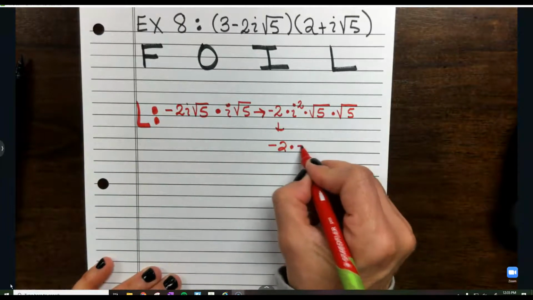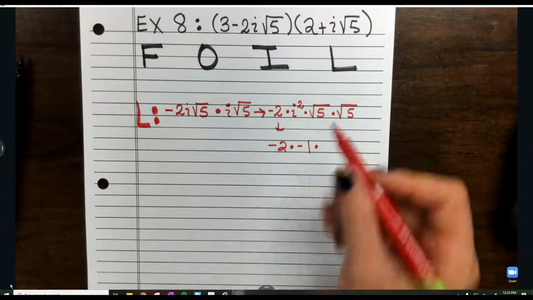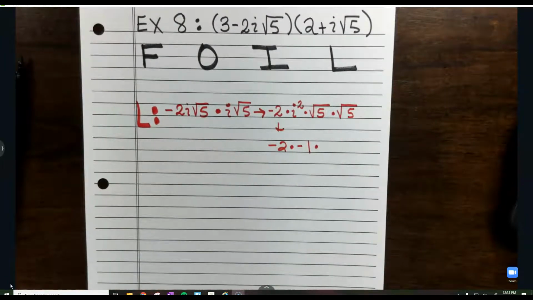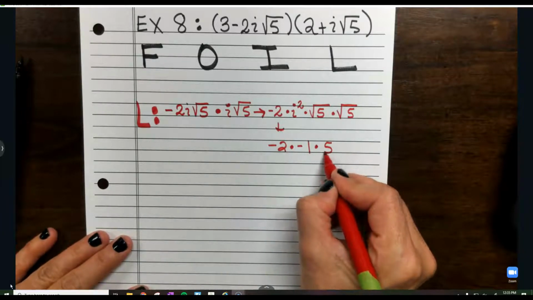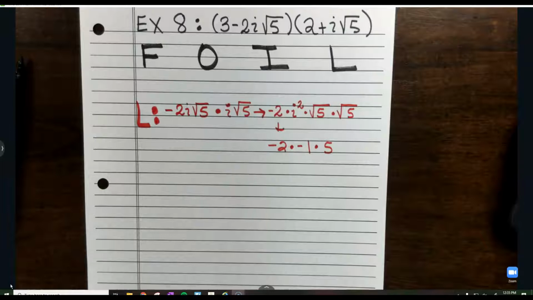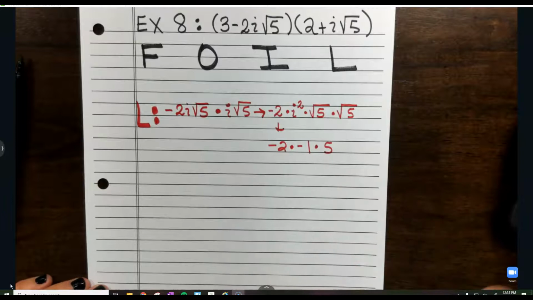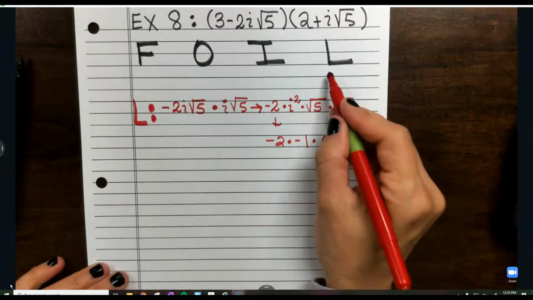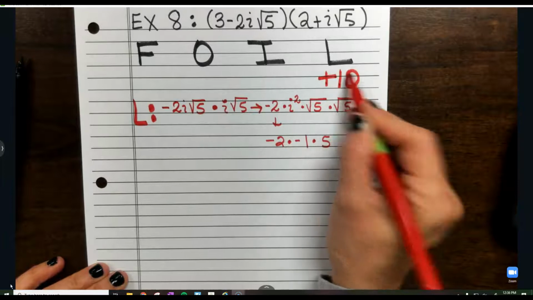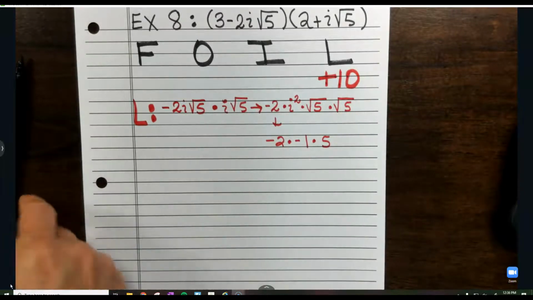Negative 1. We certainly should have that memorized. And then you guys should know this from geometry. What's root 5 times root 5? Just 5. Root 5 times root 5 is like root 25, but the root of that's just 5. When you multiply a root times itself, it knocks out the root. The root just goes away. So guys, what is negative 2 times negative 1 times 5? Yes. So please write a plus 10 right below the letter L.